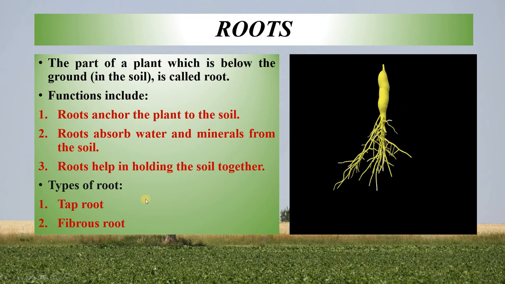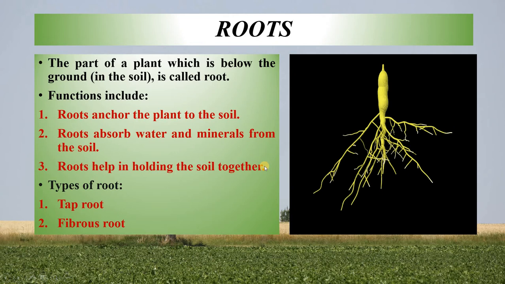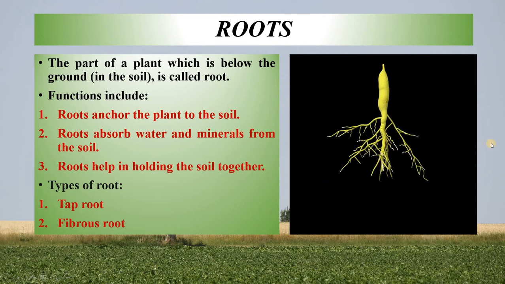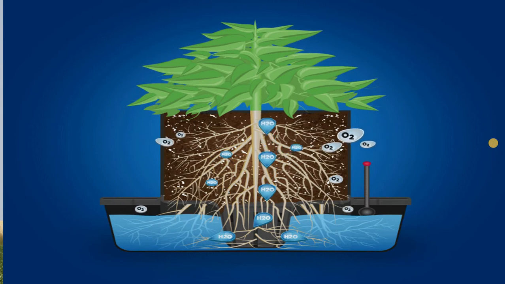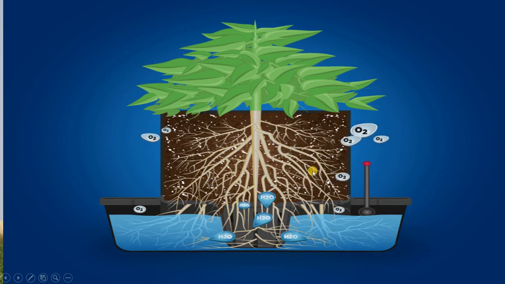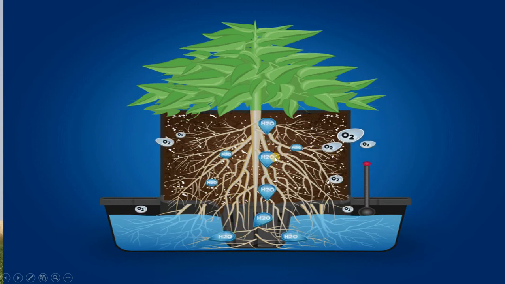Types of root. What are the two different types of root? The two different types of root are taproot and fibrous root. Here you can see the functions of a root. It is required for absorbing water plus respiration. The oxygen which is present in the water is required by the plant for the process of respiration.